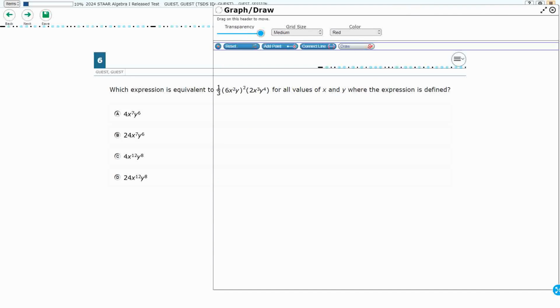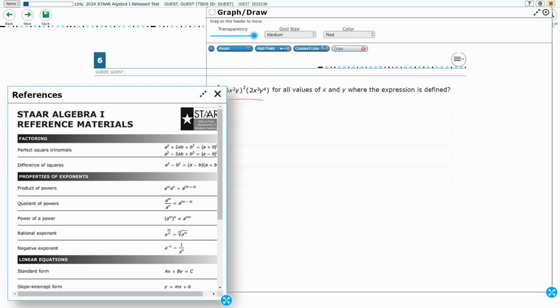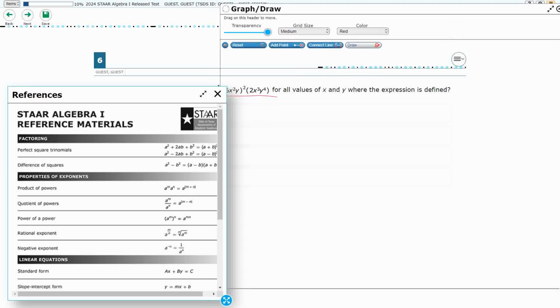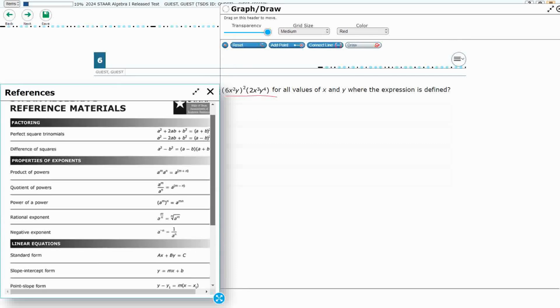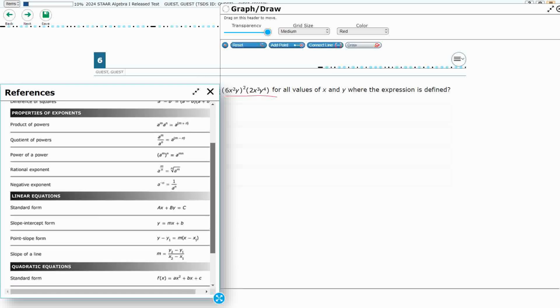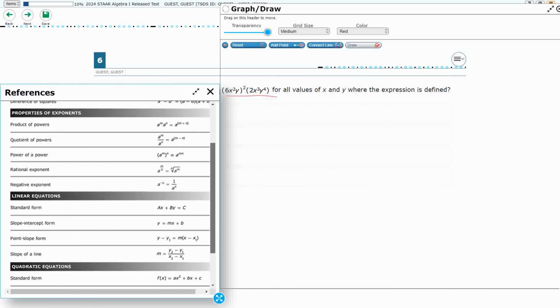All right, so we have this expression here, and we simply need to find its equivalent, assuming that x and y are defined. I'm leaving space here because we should have our reference materials open whenever we see these laws of exponents. Because right there, these properties of exponents are going to be extremely helpful for us. And so we know that all we've got is that 1/3, right?